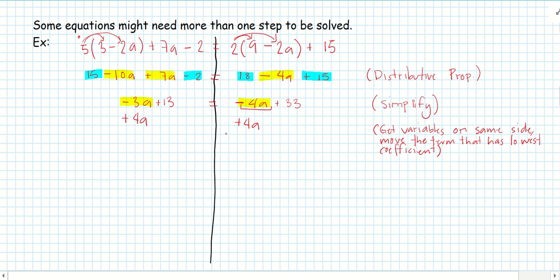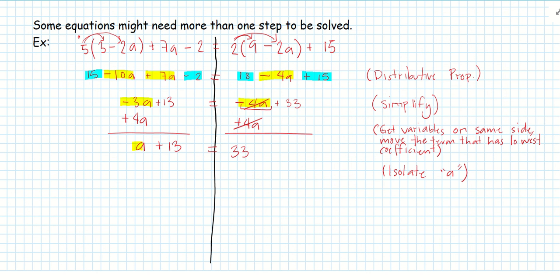Remember the eyebrows. So 4a and 4a cancel, become 0. Now I have negative 3a plus 4a, which is 1a, and then plus 13 equals 33. Now I want to get the a by itself, but I still have that 13. So the last step is to isolate the variable. What do I do to isolate a? I'm going to subtract the 13, because that 13 is adding. So I subtract it on both sides.